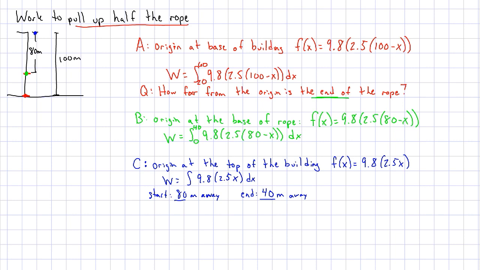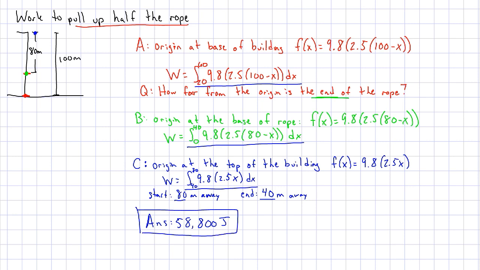We always still put the smaller value as the lower limit and the larger value as the upper limit. So when I plug all three of these equations in and evaluate them, I get the exact same answer for all three, which is 58,800 joules. So that is what you do if you're pulling up just a portion of the rope.